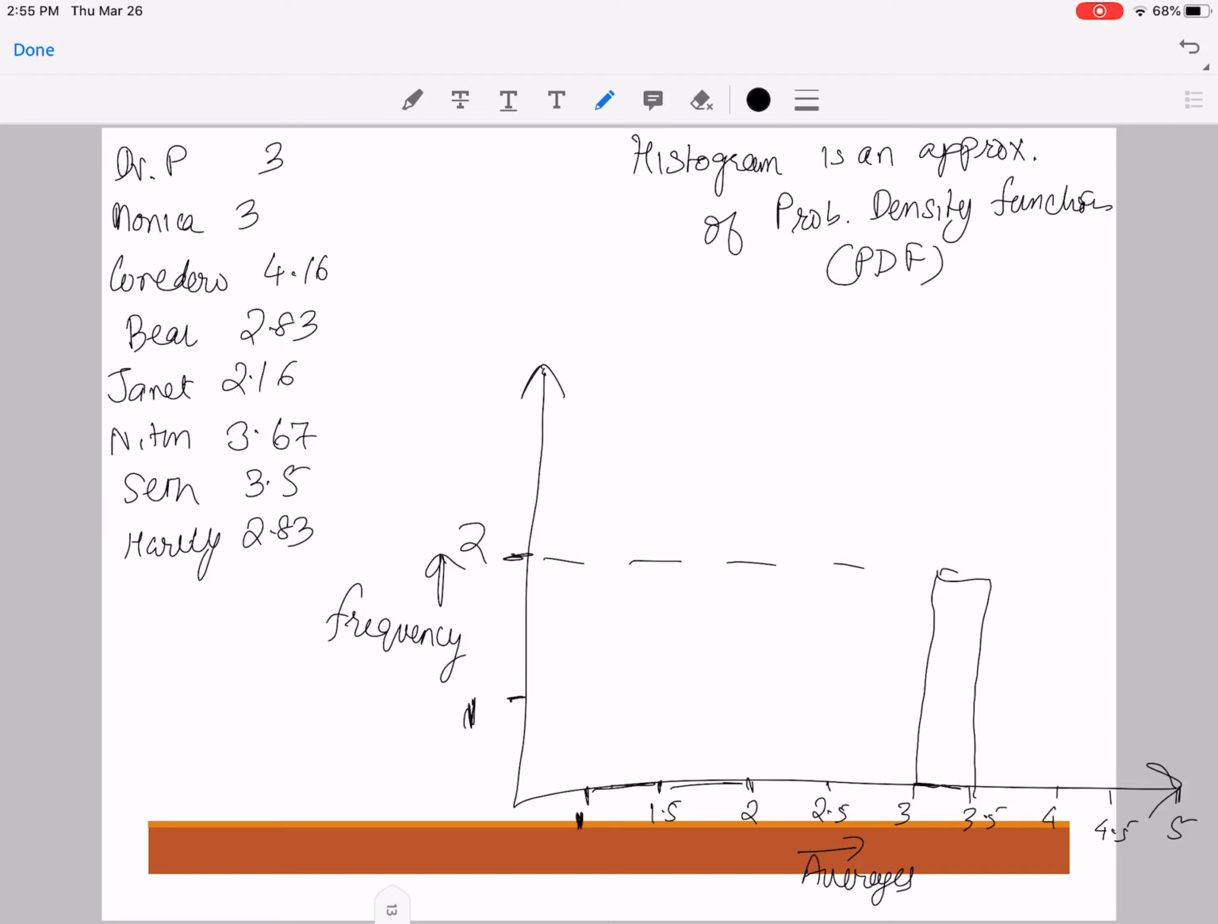Then Cordero got 4.16, so he belongs to this interval right here. Bo got 2.83, so he belongs to this interval. Janet got 2.16, so she belongs to this interval. Nitin got 3.67, so he occupies this interval right here. Seth got 3.5, so he belongs to the interval to which Nitin belongs. So this interval will now have 2 members. Harley got 2.83, so he will join Bo. And there you go. That's my histogram.